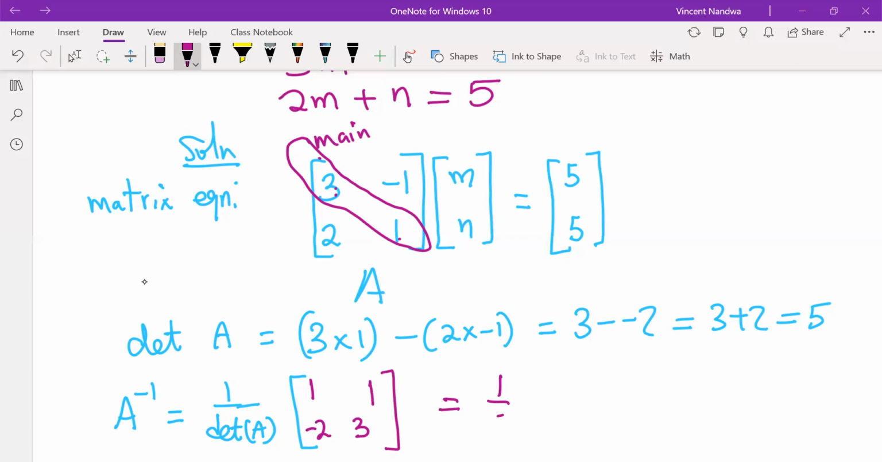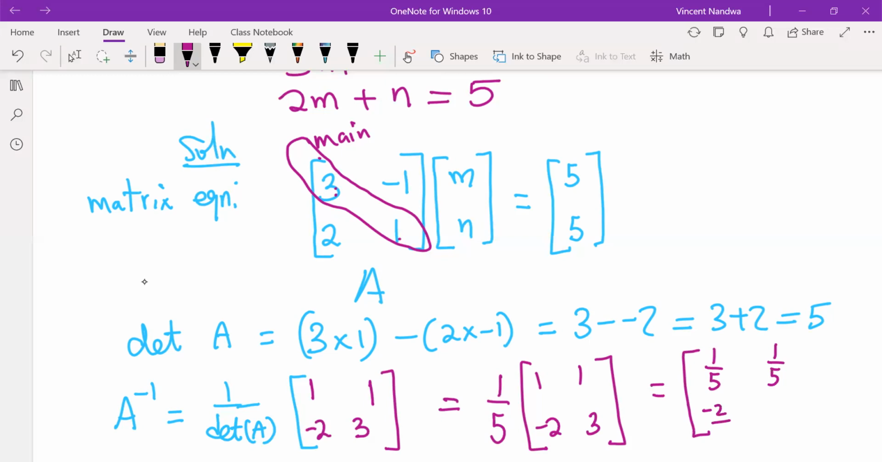So it will be 1 over 5 into 1, 1, -2, 3, which is the same as 1 over 5, 1 over 5, -2 over 5, 3 over 5. So remember, if I have a scalar multiplying a matrix, that scalar multiplies every element of the matrix.